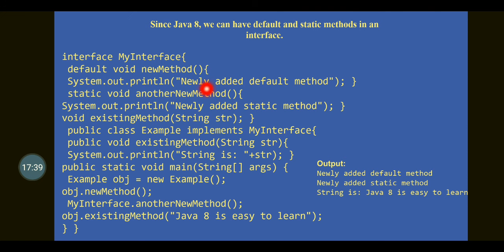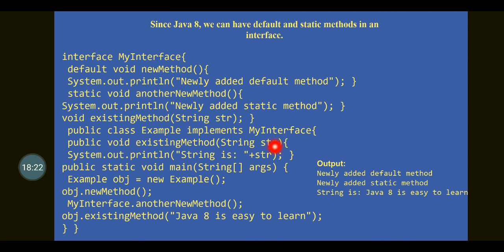Here the definition is given, and then static methods are also possible. So static void anotherNewMethodOf also has a definition, and void existingMethod will be considered an abstract method because it does not contain any definition. So, public class Example implements MyInterface. Now we are going to implement the interface in the class Example, and for the existing method, that is the abstract method, we are going to give the definition.